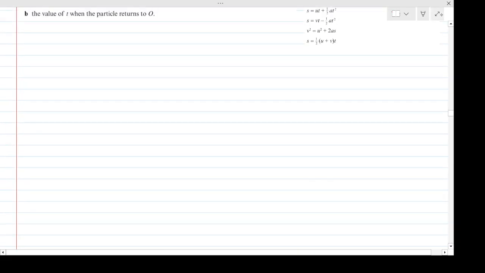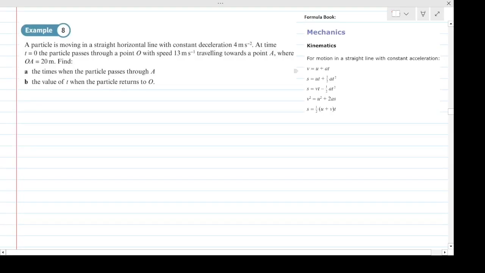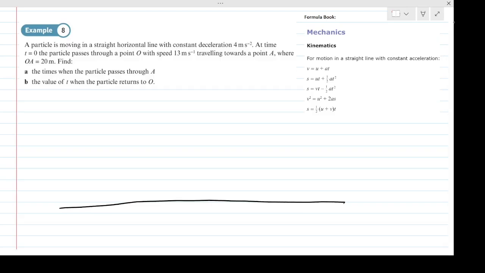Okay, so we've got this question here. I'm told a particle is moving in a straight horizontal line. So again, just some line, right? With constant deceleration 4 meters. So that means the acceleration, well, it's not going to be 4 meters, it's going to be negative 4 meters per second squared. Deceleration, remember, means negative acceleration. And what that means is it's slowing down. The speed will be going down.